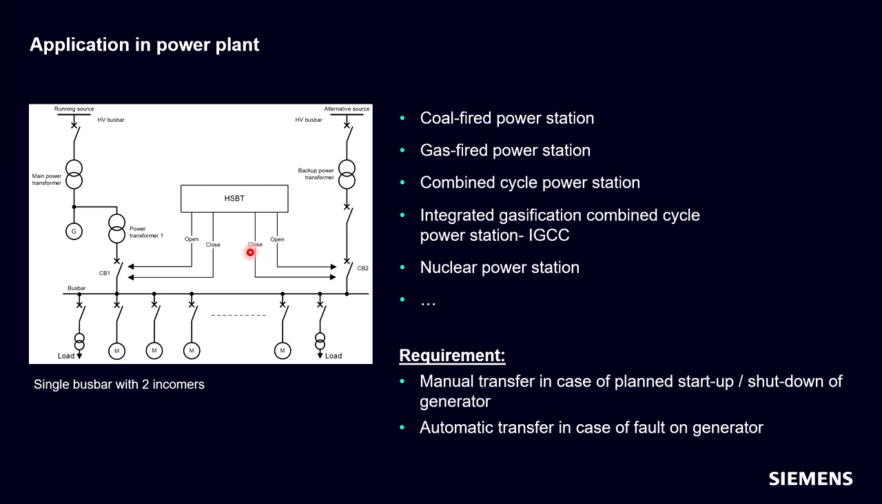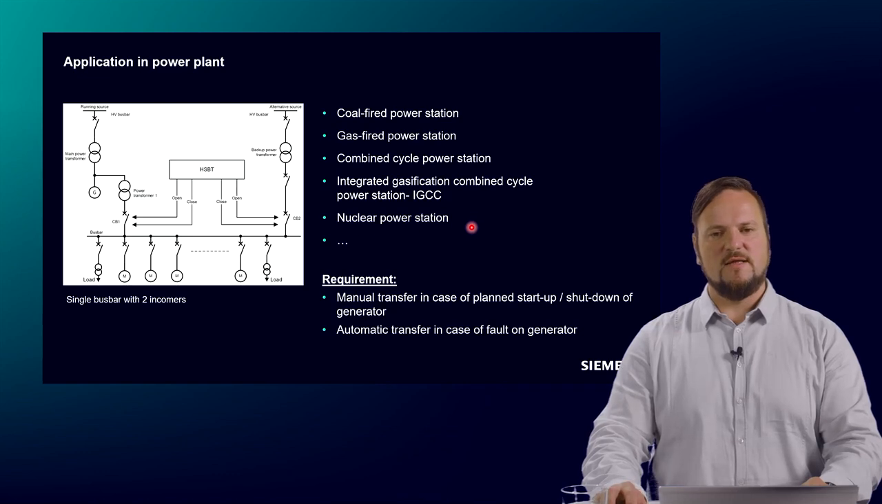And where do we find this application? We find this application in coal-fired power stations, gas-fired power stations, combined cycle power stations, for example, or in nuclear power stations. And of course, in a nuclear power station, such a high-speed busbar transfer system is very important, because we need to be sure that the cooling of the reactor is provided at any time.